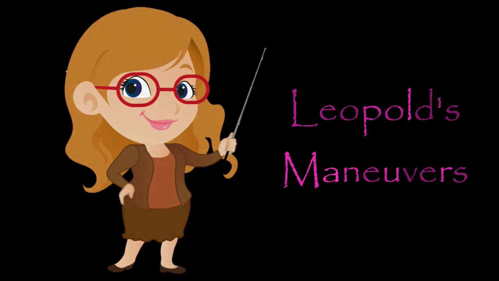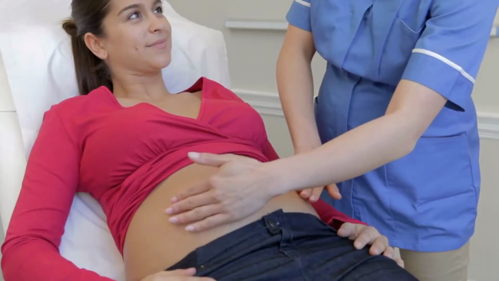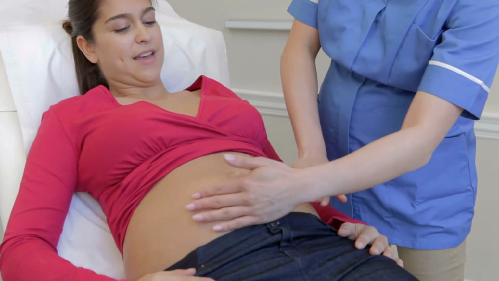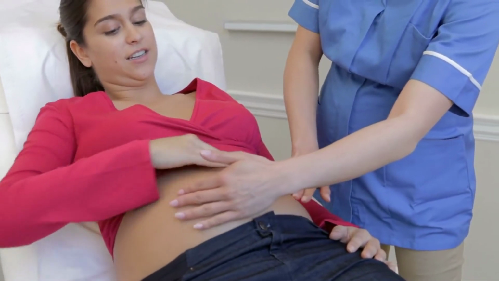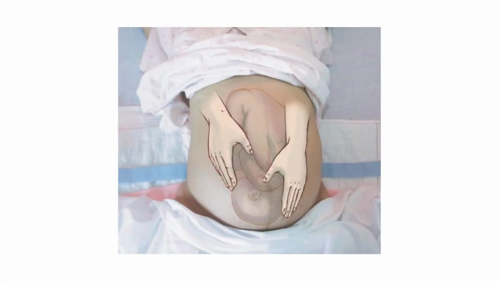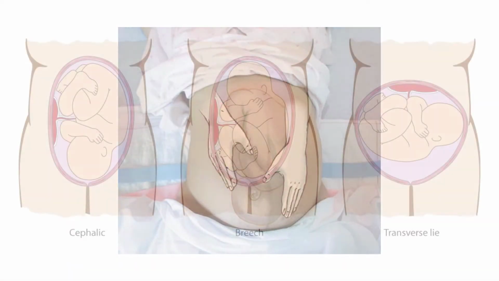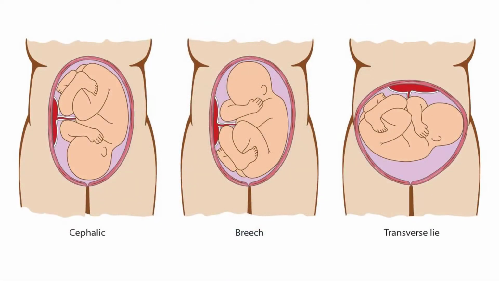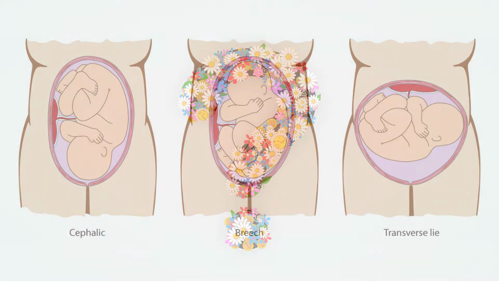Performing Leopold's maneuvers. Leopold's maneuvers are a method for determining the presentation, position, and lie of the fetus through the use of 4 specific steps. This method involves inspection and palpation of the maternal abdomen as a screening assessment for malpresentation. A longitudinal lie is expected, and the presentation can be cephalic, breech, or shoulder. Each maneuver answers a question.